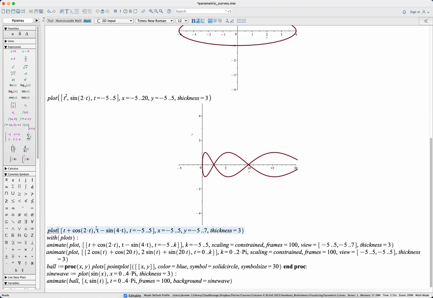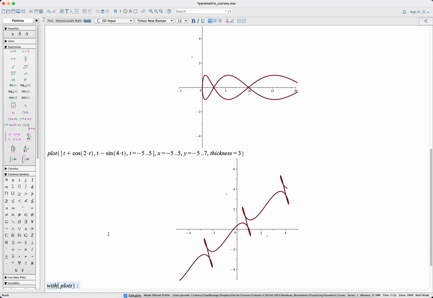All right, let's do one more here. I'm not going to read out what these equations are. If you pause the video and take a look at it, the x equation is always before the comma, and then the y equation is always after. So let's hit enter and see what this comes up with. Ooh, this looks like some fancy cursive writing almost.